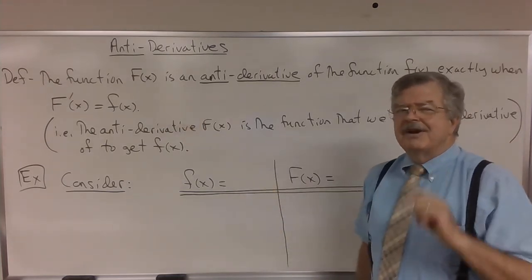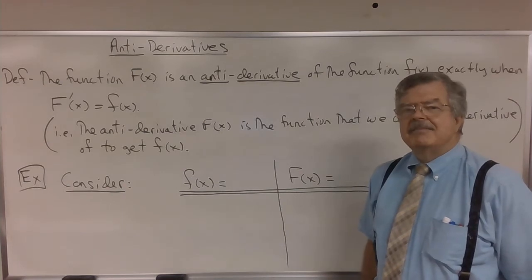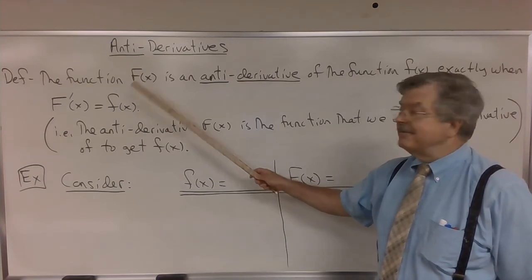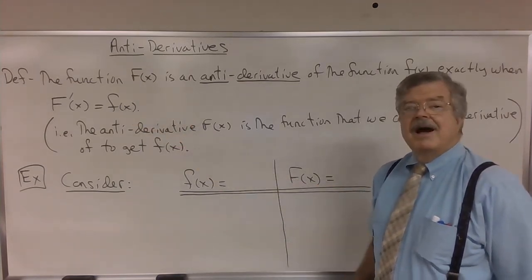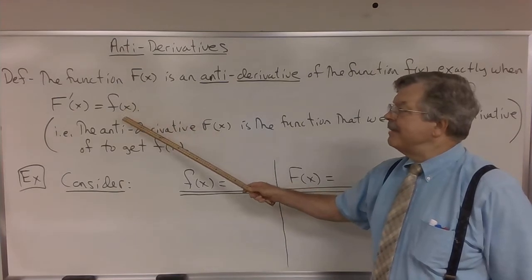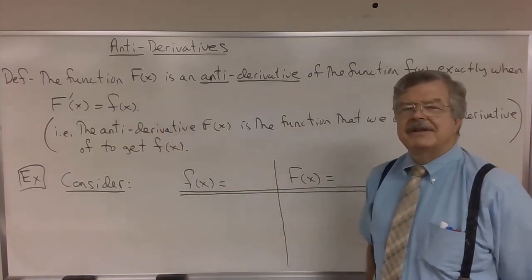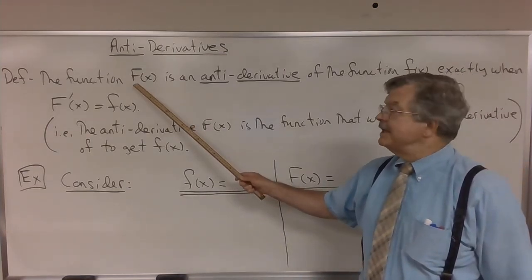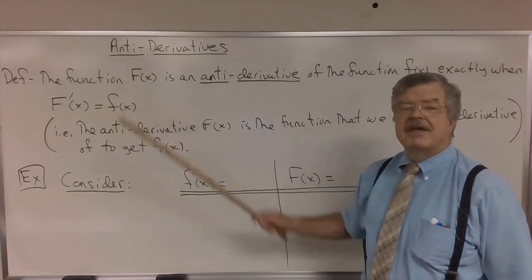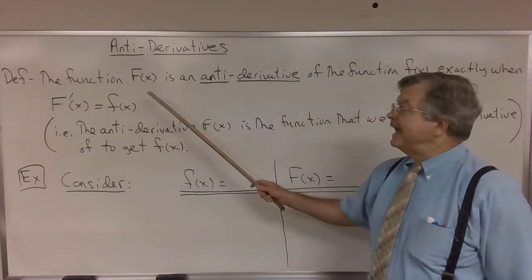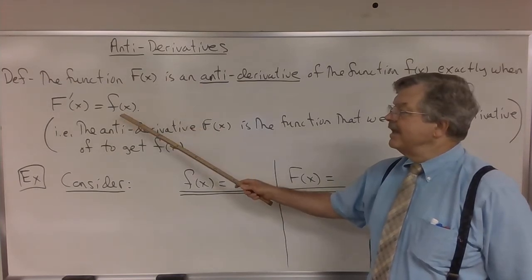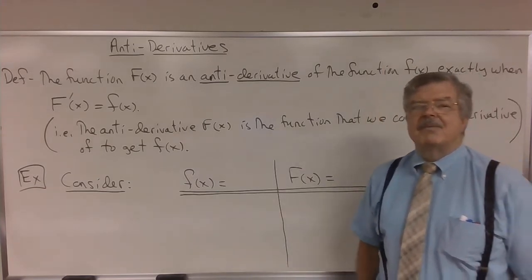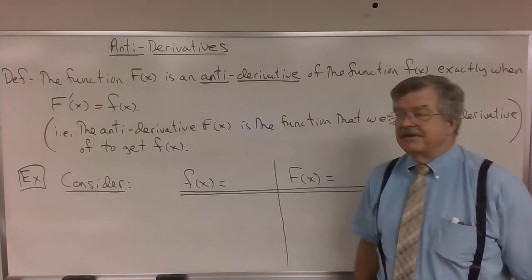And before I start this conversation, let me say that I am definitely making a distinction between capital F and little f. I'm not going back and forth between capital F and little f whimsically and indiscriminately. I am making a deliberate distinction between capital F of x and little f of x. So I want to make that clear. Capital F of x represents one thing, and little f of x is going to represent something else. So now on with our definition of antiderivative.